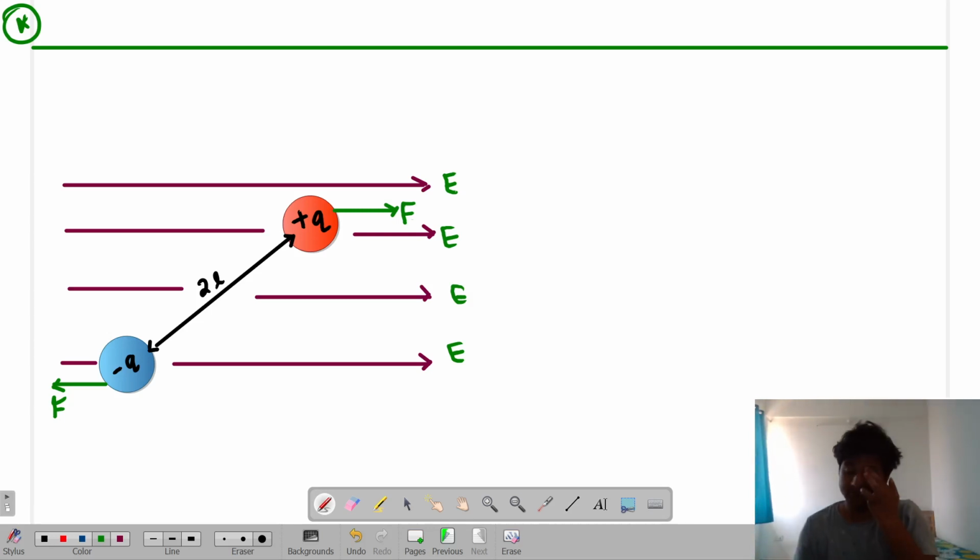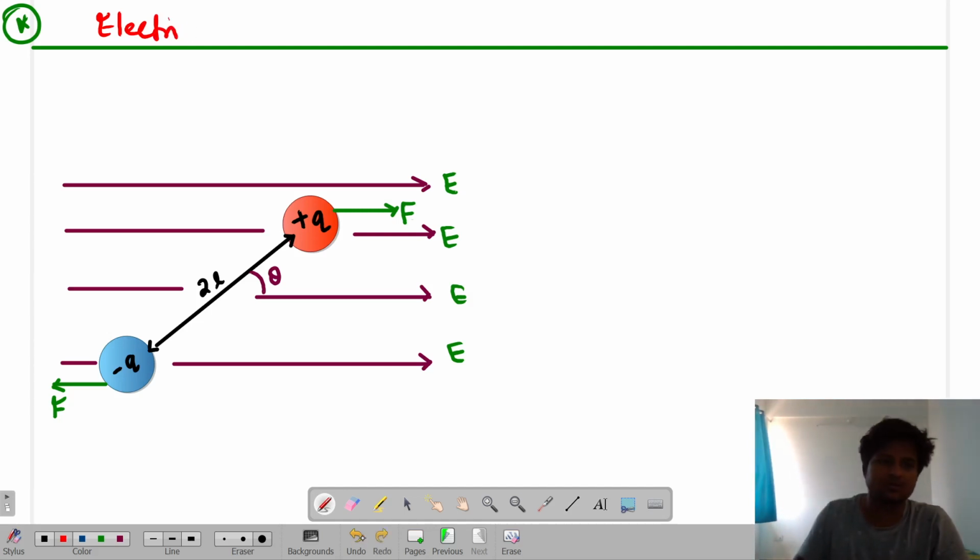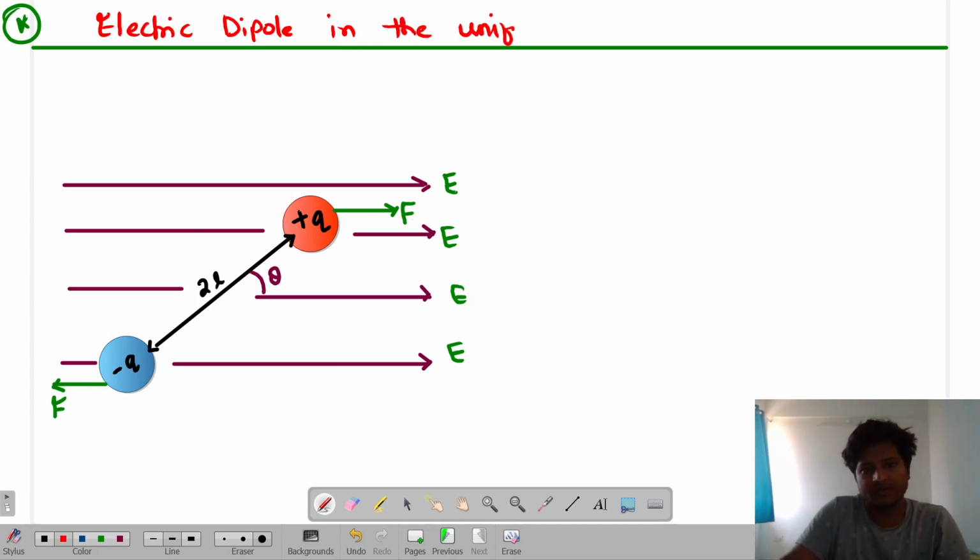Is that clear? So now look over here, what is actually happening? Let's suppose I consider this angle is theta. Now, if forces are able to rotate it, that means the body is experiencing some kind of torque, isn't it? And that's our topic for right now: what happens if I have an electric dipole in a uniform electric field. First, we will consider a uniform electric field. Is that clear?